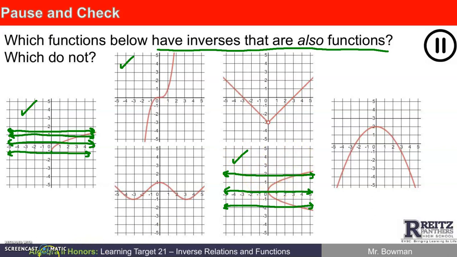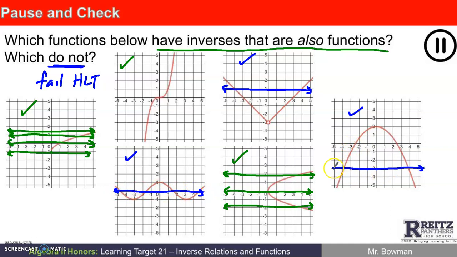So the three that fail the horizontal line test, I believe this one here, this one here, and this one here. Every one of those has at least one y value with more than one x value. This one has infinitely many. Every one of these fails the horizontal line test, so these functions have inverses that are not functions. Do you have it sorted out now?